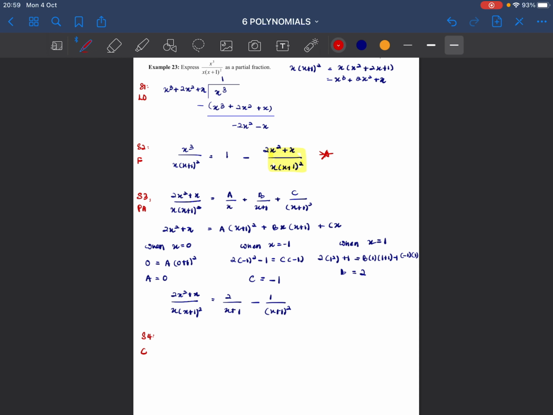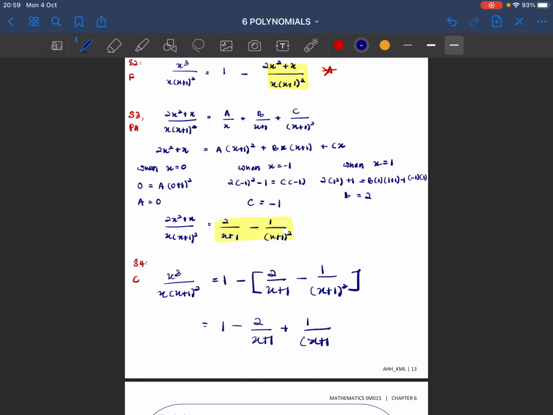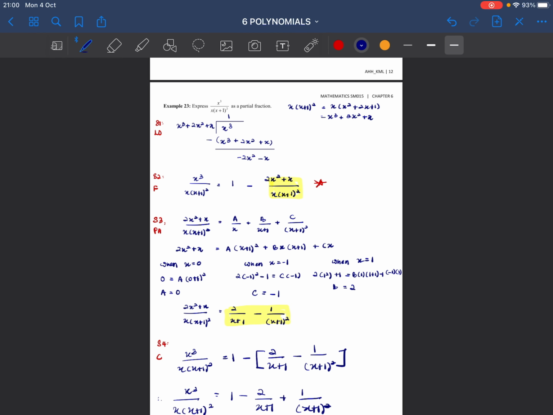Okay, so now our improper fraction is x cube over (x plus 1) square. Our quotient is 1. So the yellow part here is this one here. So we will have minus big bracket 2 over (x plus 1) minus 1 over (x plus 1) square. Okay, so expand it. 1 minus 2 over (x plus 1) plus 1 over (x plus 1) square. And that will be your final answer. Okay? Alright. So that is how we do partial fraction for improper fraction.